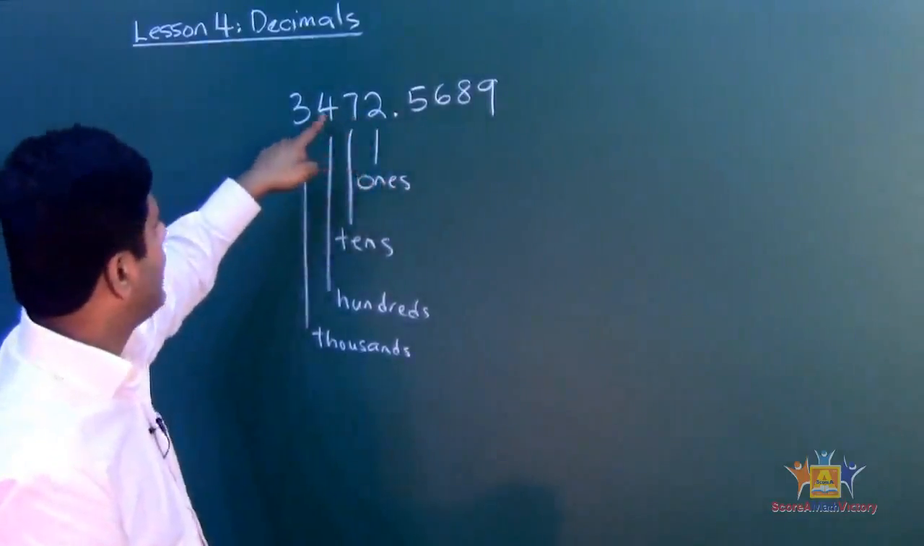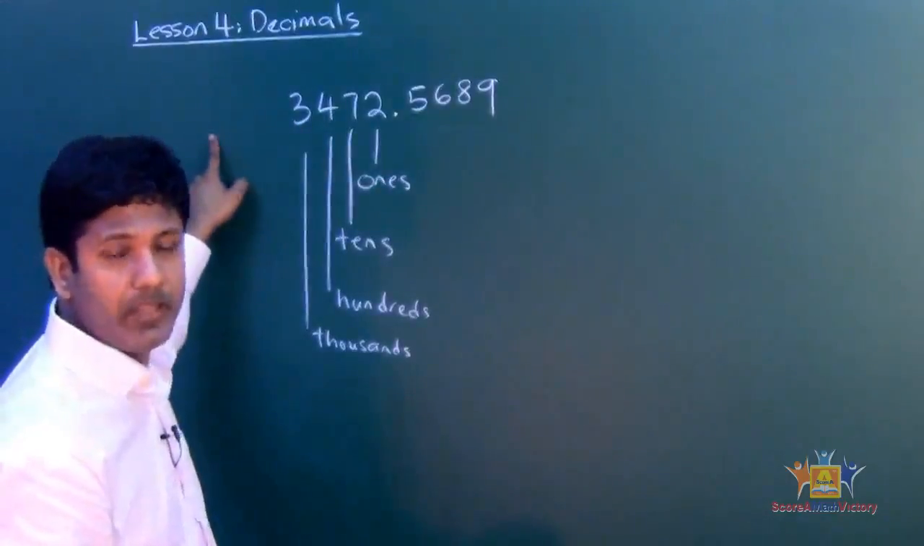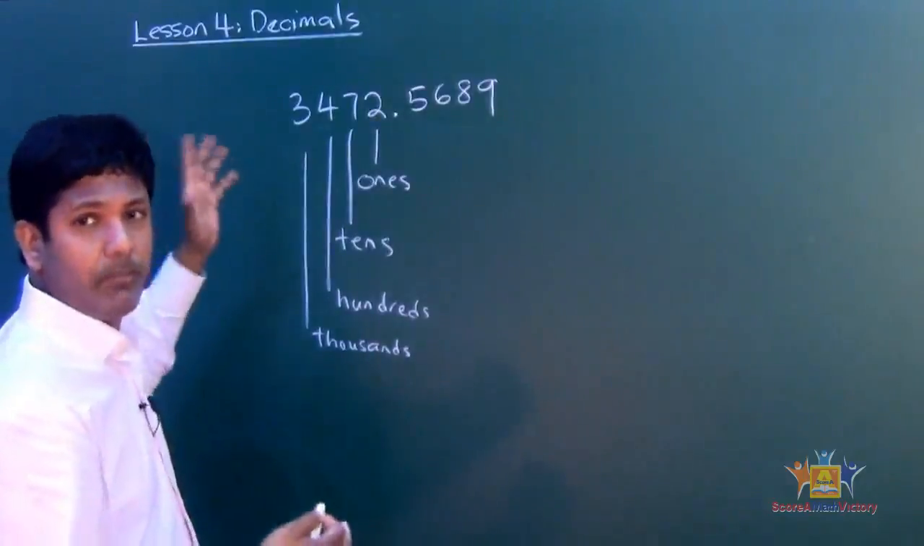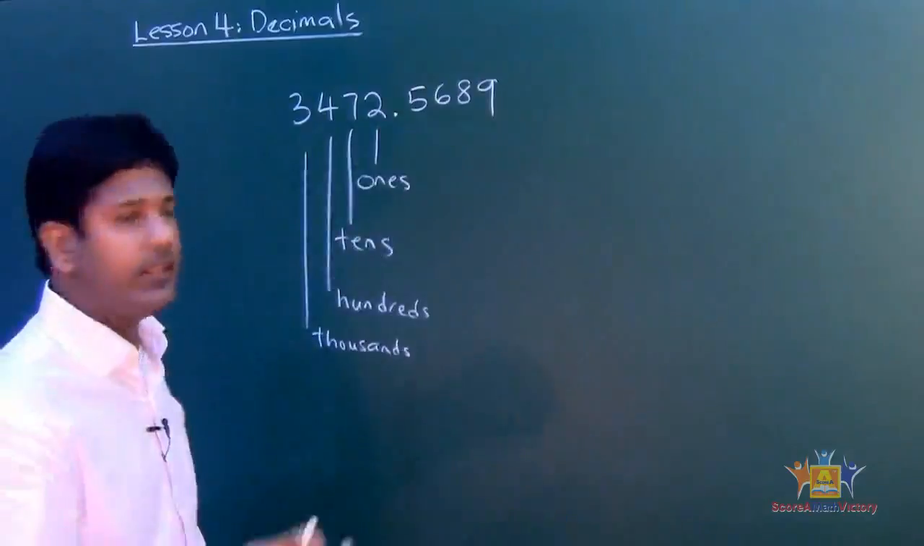So these are the place values for the whole number: ones, tens, hundreds, thousands, and the next one will be 10,000, then 100,000, and the next one should be the millions family. Those are the place values for the whole number. Now, what happens with the decimal? Look at how it goes.